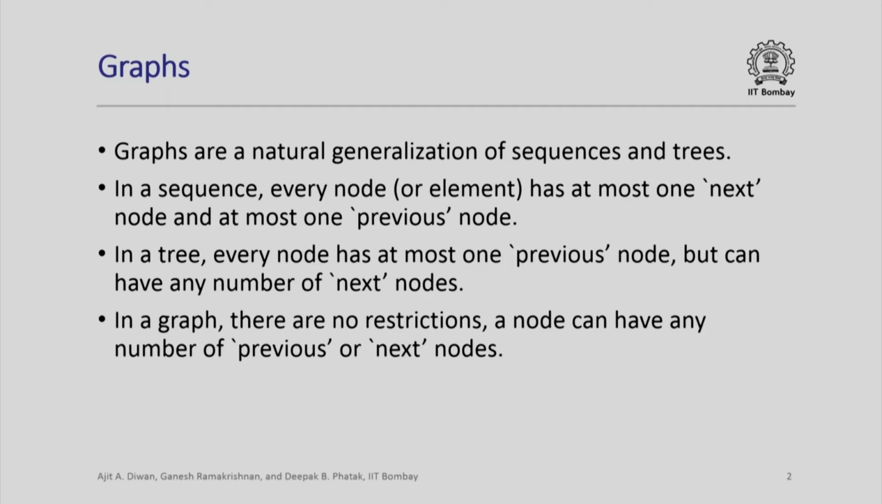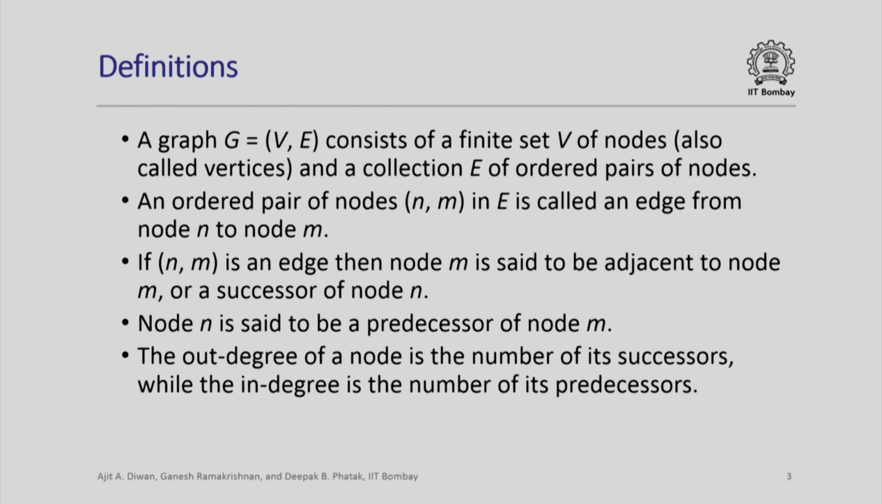In a graph, a node can have any number of previous or next nodes. So, what is a graph? It consists of a finite set V of nodes, also called vertices, and a collection E of ordered pairs of nodes. If an ordered pair (n, m) is in the set E, then it is said to be an edge from the node n to the node m. So, E is a collection of edges, which are essentially ordered pairs of nodes (n, m).